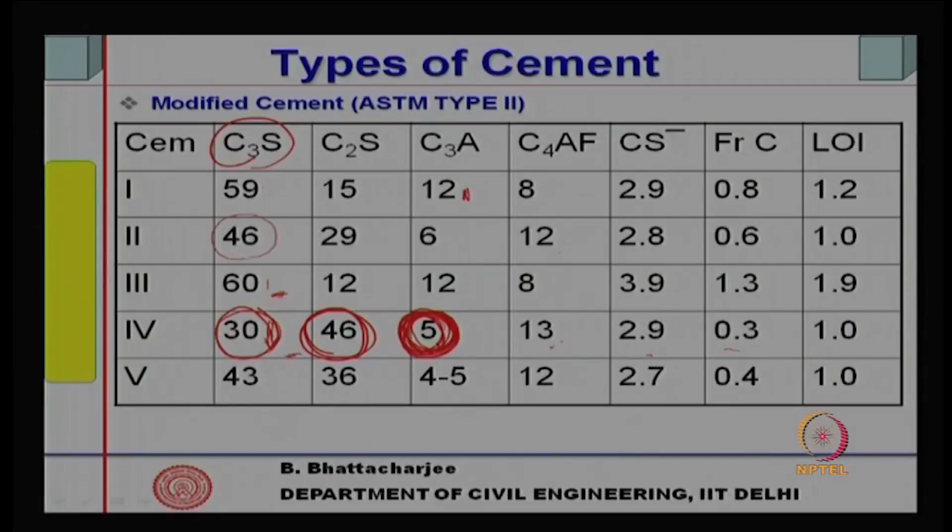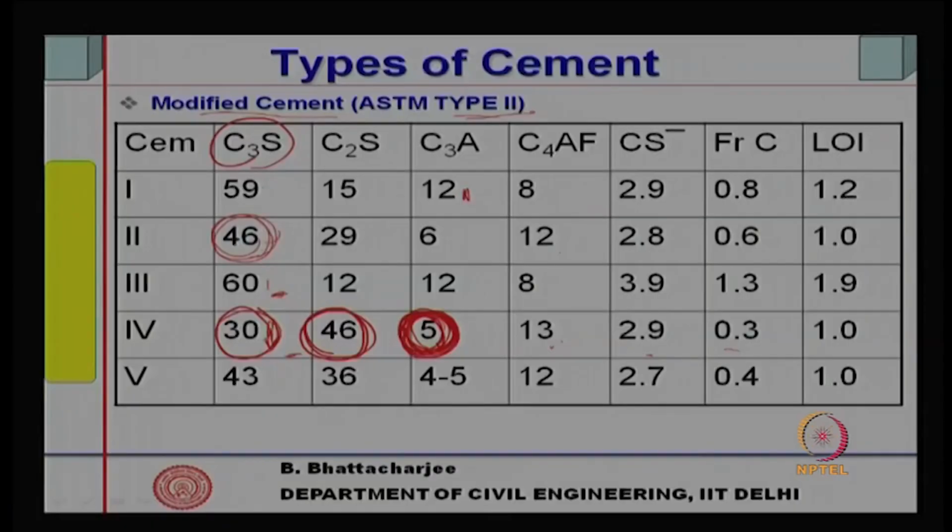Now, 2 is in between, which is called modified cement as per American Society of Testing Material classification. So, this is type 2 cement. ASTM type 2 cement is the modified cement, as we call it, and modified cement is something in between. It has got low heat of hydration, but not as low as this. Low heat of hydration also means the strength development rate will be slower, therefore, your demolding time will be higher. So, modified cement is a compromise between the two.